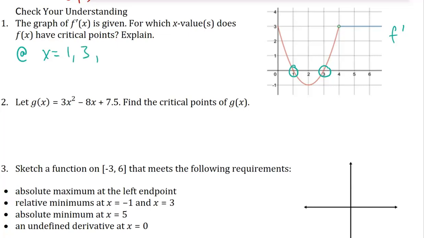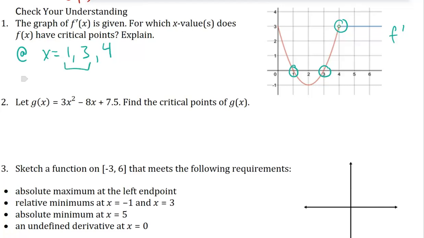And then also when x is equal to 4, because this is an open circle, f prime, this graph does not exist. So there's also a critical point for f at x equals 4. We don't need to worry about the endpoints because the endpoints here are not open circles, meaning the points do exist. If f prime does exist, then we don't need to worry about those being critical points for f. So it's just those three. I do need to explain, sorry, for critical points.